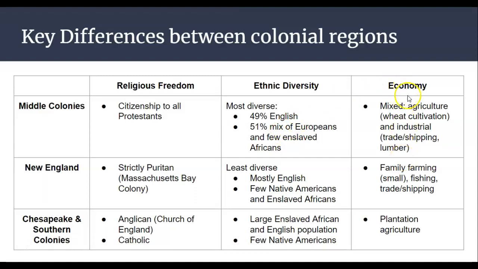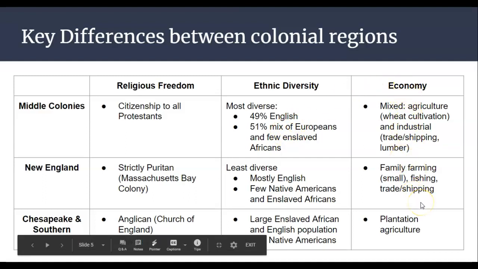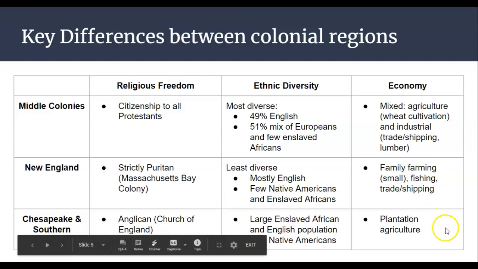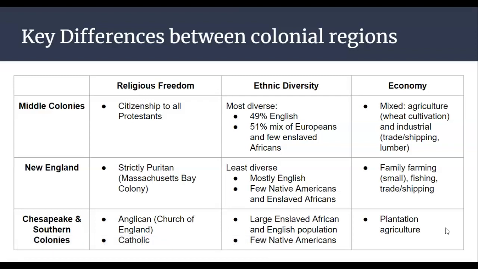And again, some differences in their economies. In the middle colonies, where there's a little bit more slavery than there is in the New England, we're going to see a little bit of agriculture mixing. New England, there's not a lot of slaves, but there are some, and there's family farming. And of course, in the Chesapeake and the southern colonies, we're going to see this sort of extensive plantation agriculture.